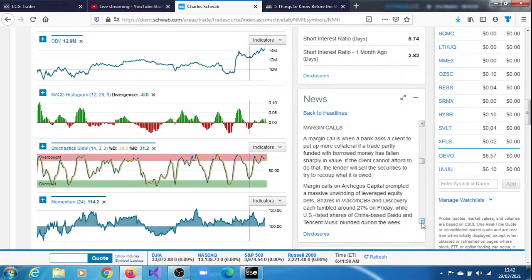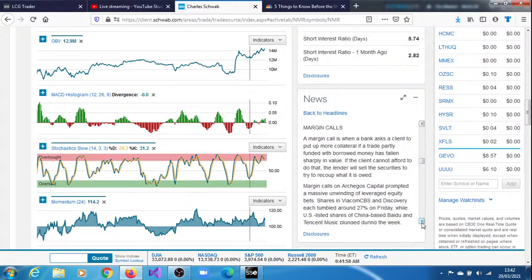A margin call is when a bank asks a client to put up more collateral if a trade partly funded with borrowed money has fallen sharply in value. If the client cannot afford to do that, the lender will sell securities to try to recoup what it's owed. Margin calls on Archegos prompted a massive unwinding of leveraged equity bets.